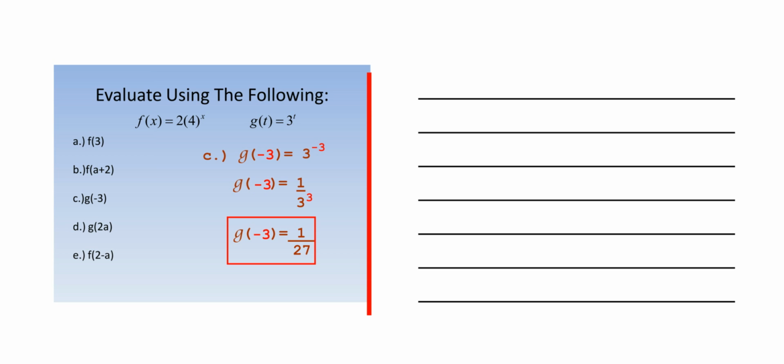So let's try the next one. D. D takes us once again to g of, in this case, 2a. And this is raising 3 to the power of 2a because that was a t value, right? So replacing the t with 2 times a. So 3 to the power of 2a. How do we simplify this one? Because we have a number and a variable.